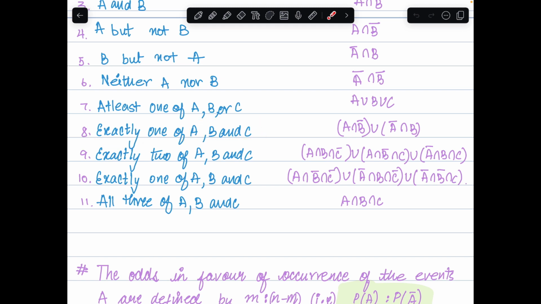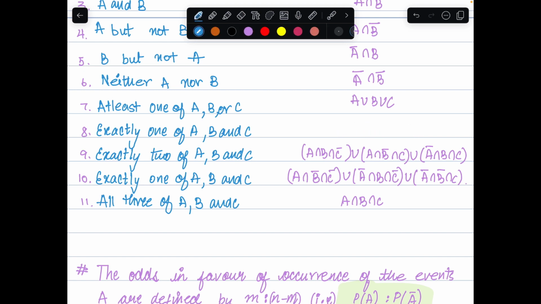I think I have written this one incorrectly. Let me just correct it. Okay, so this is not written in this form. So this is written as exactly one I want. So give me A, but I don't want B. I don't want C also. Union, I don't want A. Give me B, but not C. And then union, I don't want A. I don't want B, but I want C.